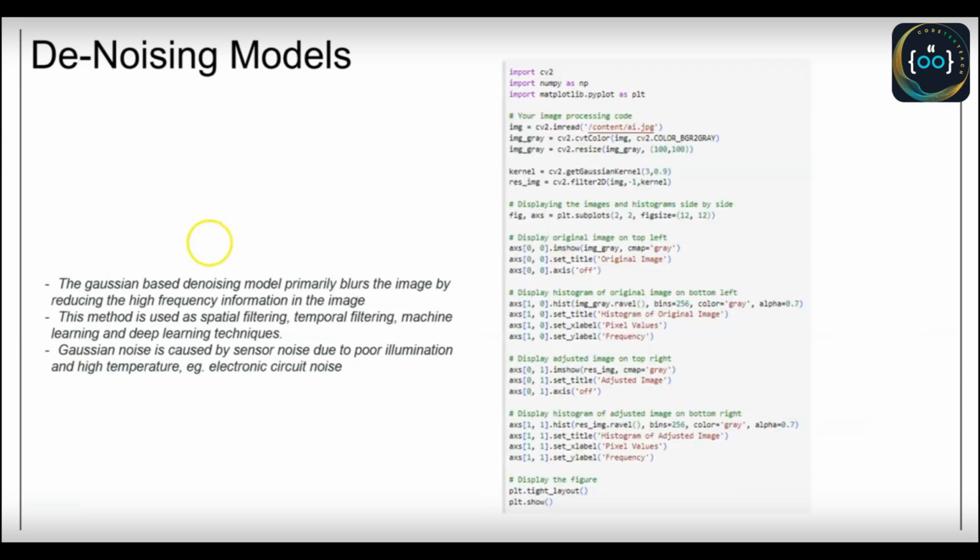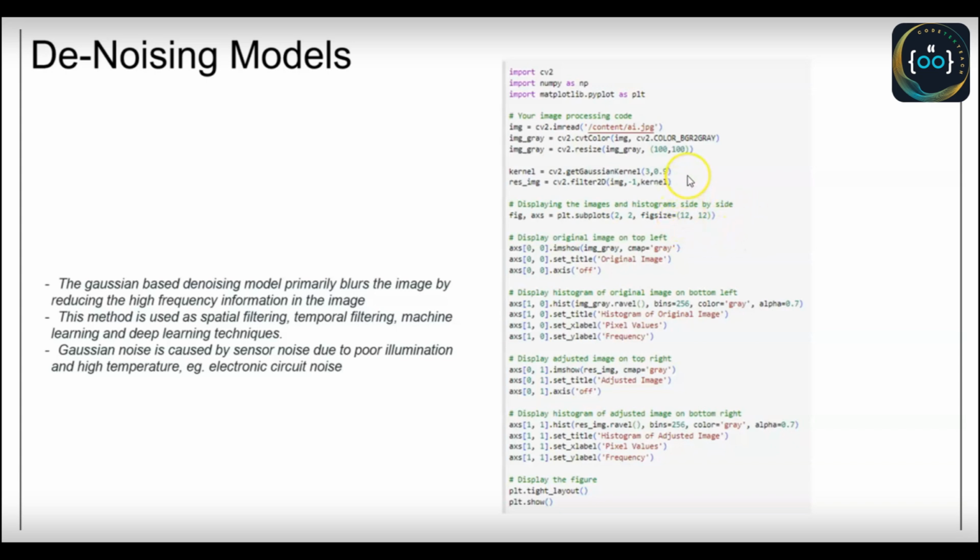Now, let us look at the code for the Gaussian based denoising model. As in the previous scenarios, we are first going to read the image, convert it into grayscale, and then resize. Before that, we import the necessary libraries. The core set of codes for denoising is these two lines of code. The rest of the codes are for displaying the image side by side, that is the original and the resultant image, and the associated histogram.